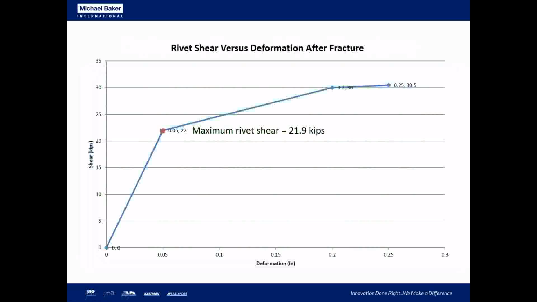And then looking at the maximum rivet shear in the connection with the remaining channel that didn't fracture, it got up to a maximum value of 21.9 kips right before the rivet would become more plastic, but didn't get anywhere near the type of deformation you'd need, around the 0.2 inch range, to shear the rivet. So everything seemed fine for the rivets there.